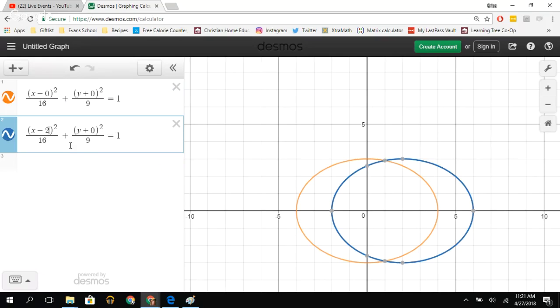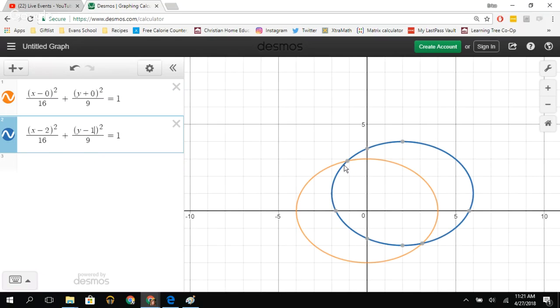And if I also subtract by 1, I'm going to move my center of my ellipse up by 1. So the new center of my ellipse is actually going to be at, it's really hard to see, it's going to be at 2, 1. This is where it's at.